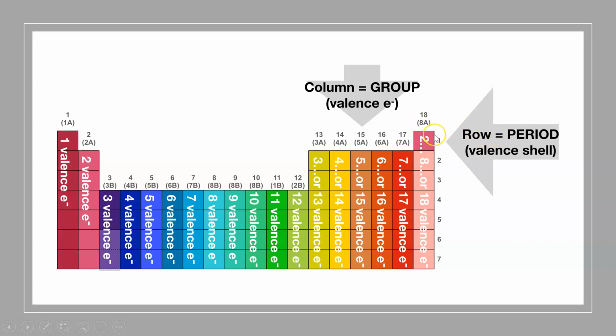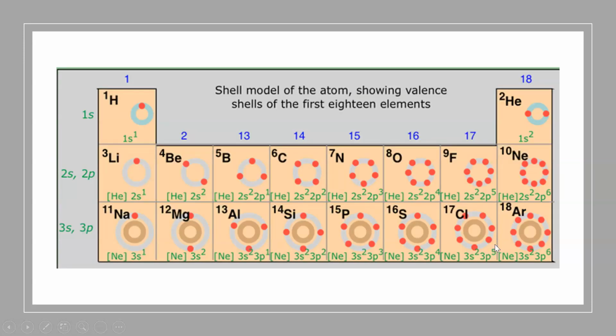The rows, this is looking at how many shells they've got. Okay, so the top period, period 1, they have only 1 electron shell. Period 2 has 2 electron shells. Alrighty, so if we look, hydrogen and helium have 1 shell. Lithium, beryllium, boron, carbon, nitrogen, oxygen, fluorine, and neon, they have 2 shells.